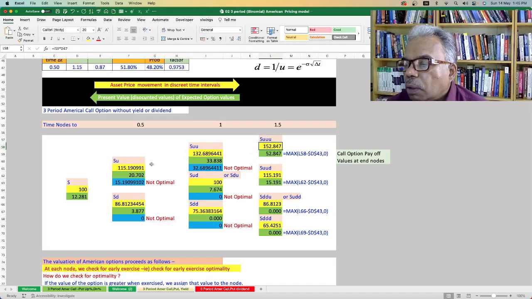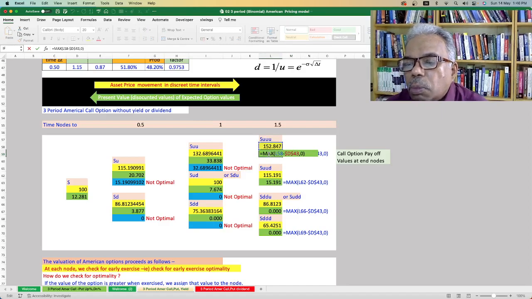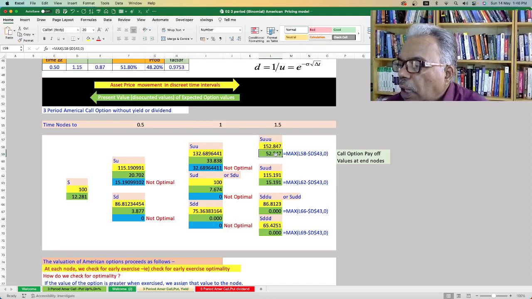So you have to calculate. First, fix the values of the underlying asset prices at different nodes. Then, since this is a call option, calculate the call option payoff value, the maximum of S minus the strike price. So calculate the respective payoff values.